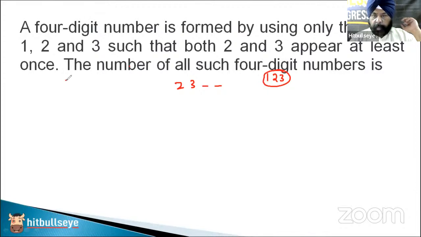Okay, let me tell you, Pallavi, how to solve it. See, 2 and 3 appear at least once. Okay, done. Now 2 and 3 are coming once. Let us make the cases. This is actual CAT. The next two digits could be 1 2, or 1 3, or 2 3, or it could be 1 1. It could be 2 2. It could be 3 3. These are the cases.